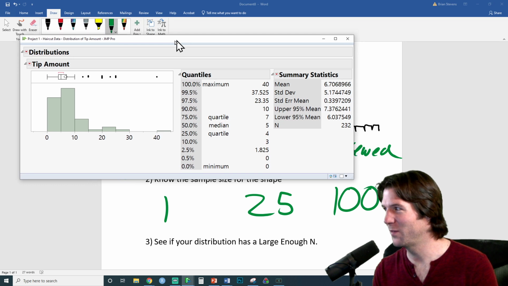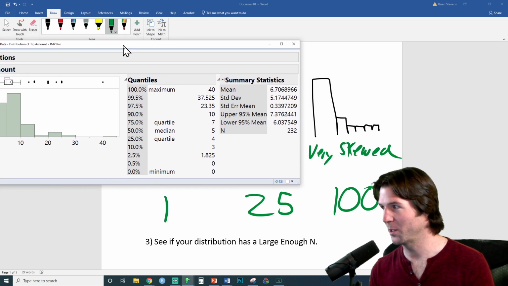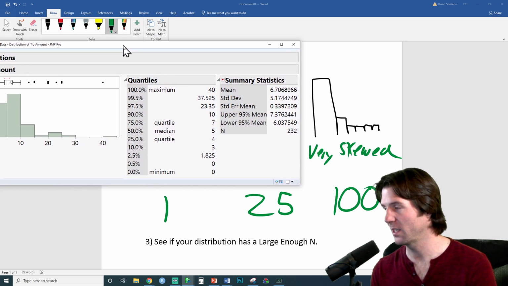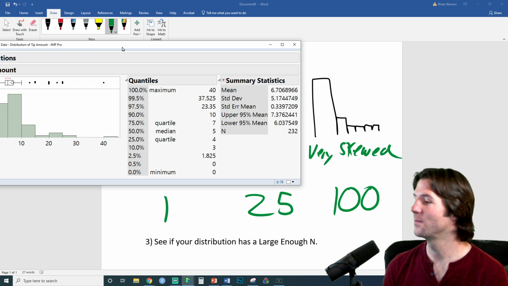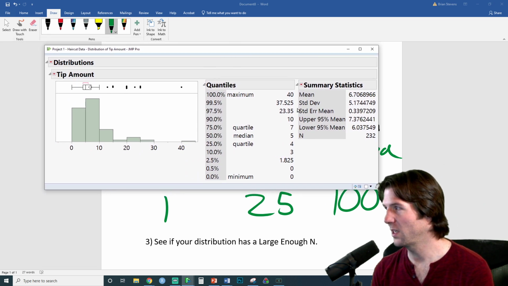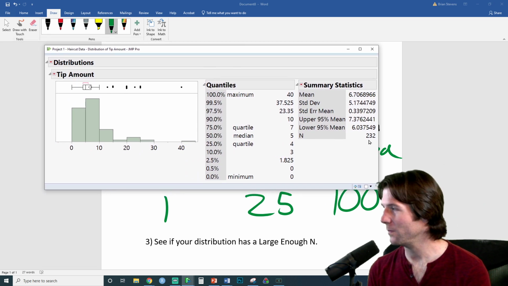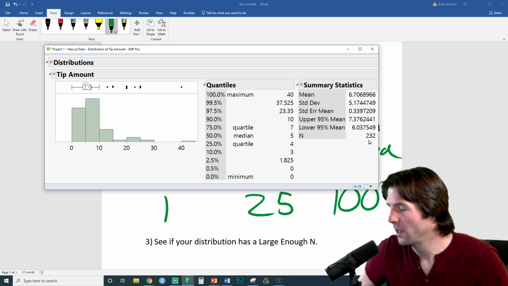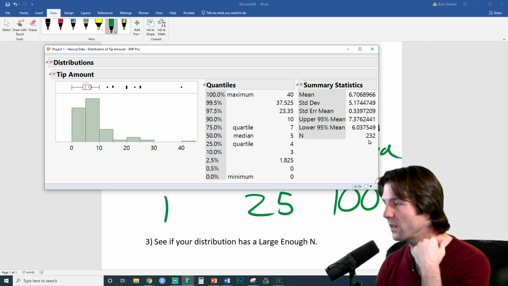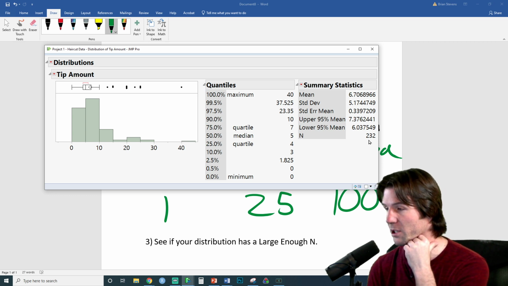So if it's very skewed, what sample size do we need for it to pass? At least 100. What is the sample size right here? Sample size is 232, so we would pass. We pass this. So this would be nearly normal by way of large enough n.